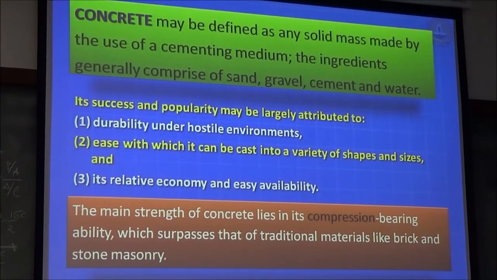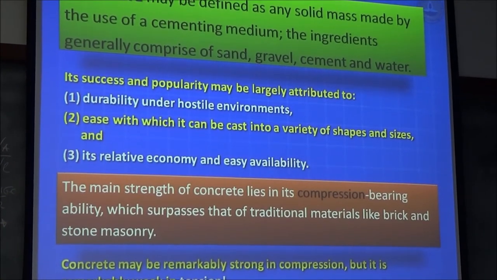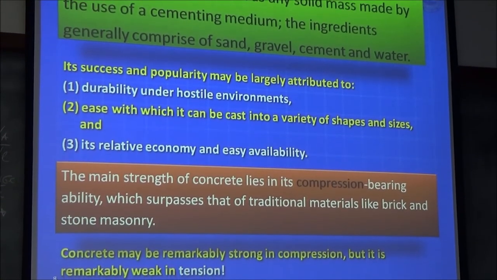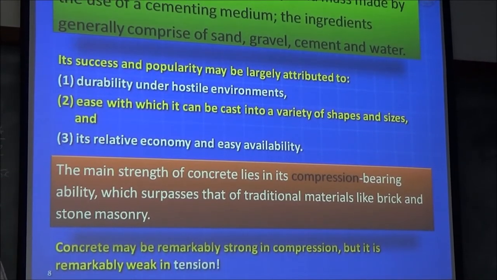Commonly, natural materials are good in compression, but they are weak in tension. Bricks, stone, earth, mud: good in compression, but in tension, all of them are weak. Which are the natural materials which are strong in tension? Wood. Wood is good in both compression and tension.